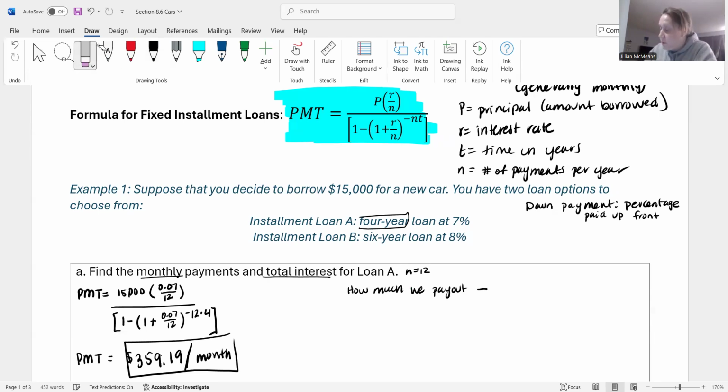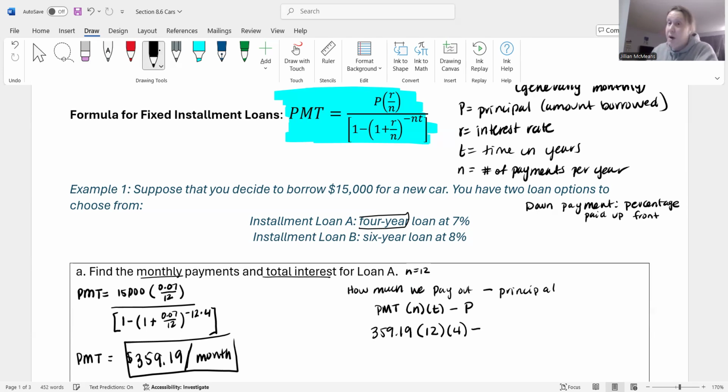Well, let me put a space in there. How much we pay out minus the principal. So principal being how much we borrowed. So how much we paid out is PMT times N times T minus just plain old P. Okay, so PMT for us was 359.19. We paid this 12 times a year for 4 years. And then we borrowed 15,000. So the difference is going to be how much interest we ended up paying.